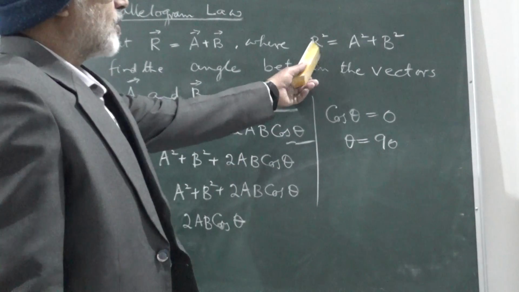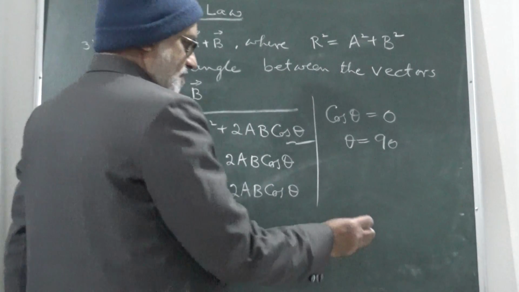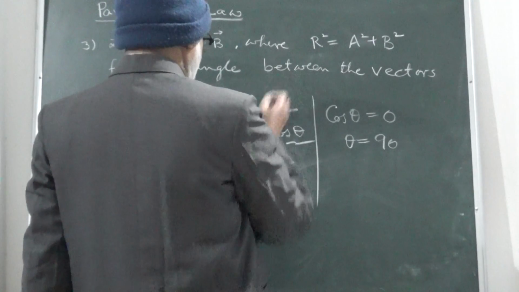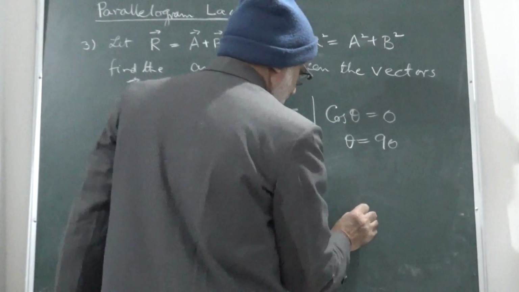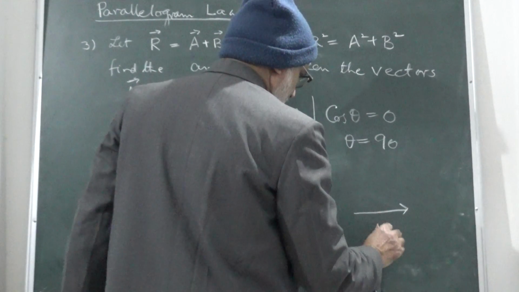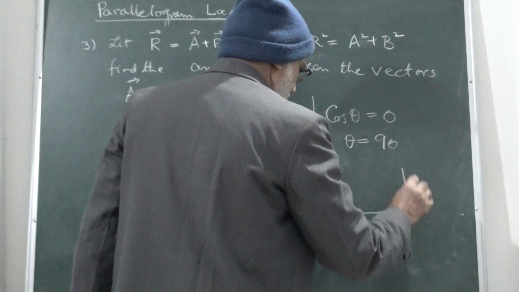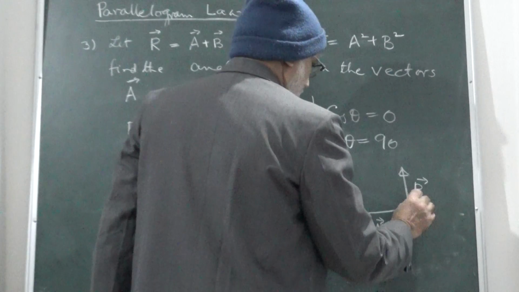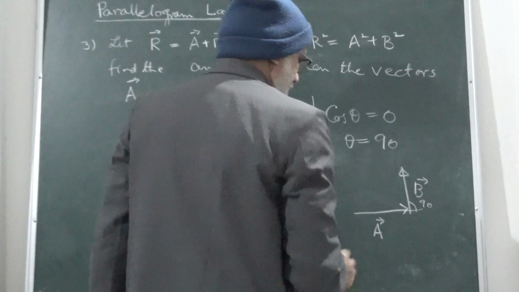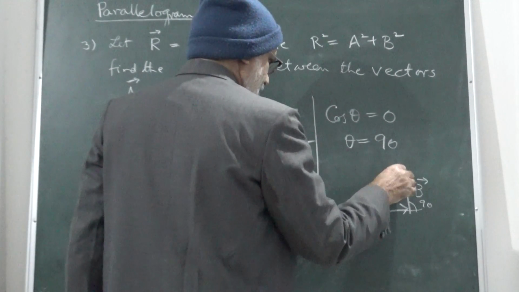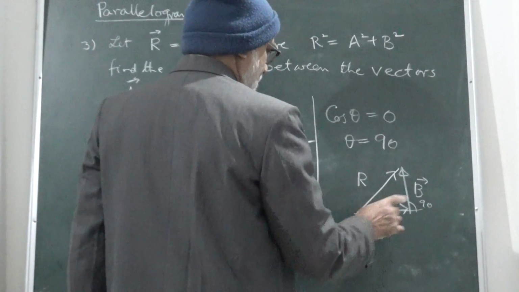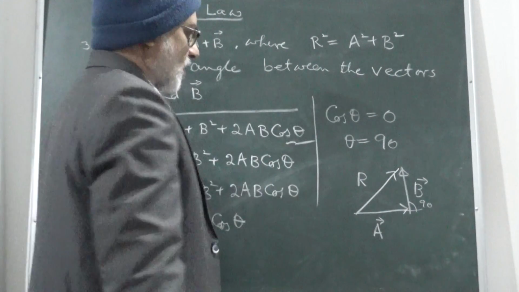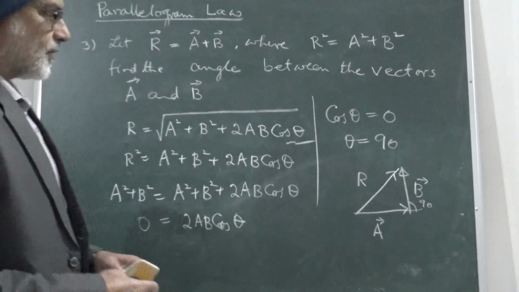So this is nothing but the Pythagoras type theorem, where the angle between A and B is 90 degrees. Geometrically it is A and B, where A and B make an angle of 90 degree with each other. So the magnitude of the resultant squared is A square plus B square.